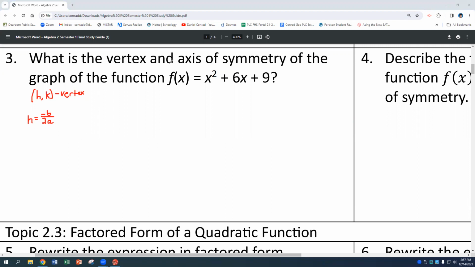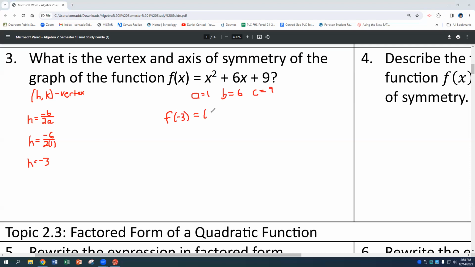And then we substitute that back in for x to find the k. In this case, our a is going to be 1, our b is going to be 6, and our c is going to be 9. So I'm going to have h equals negative 6 over 2 times 1, which means my h is going to be equal to negative 3. To find the k, we need to substitute in negative 3 for x, so we're going to find f of negative 3.